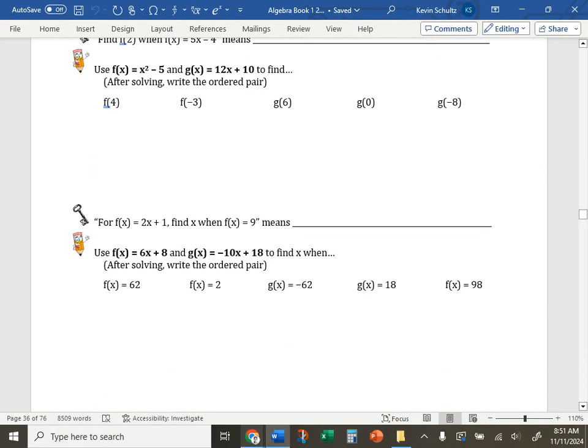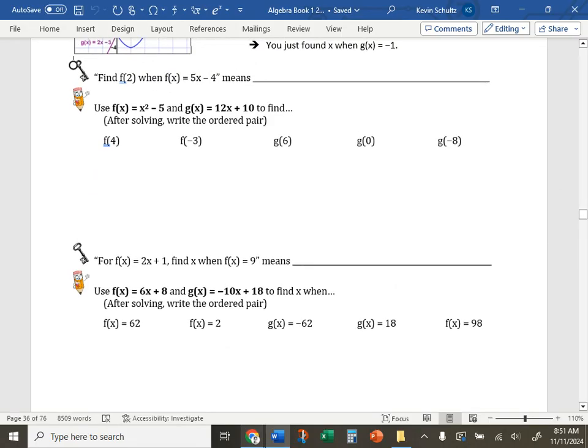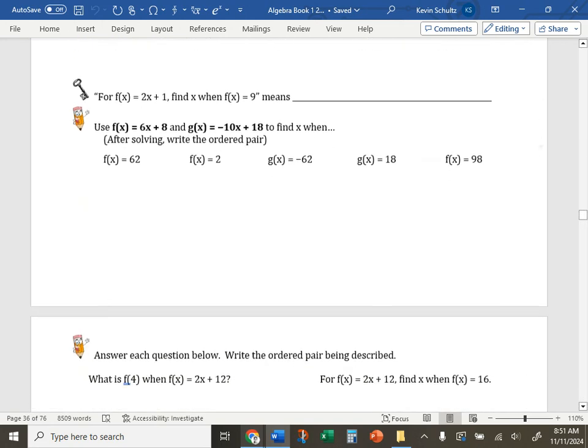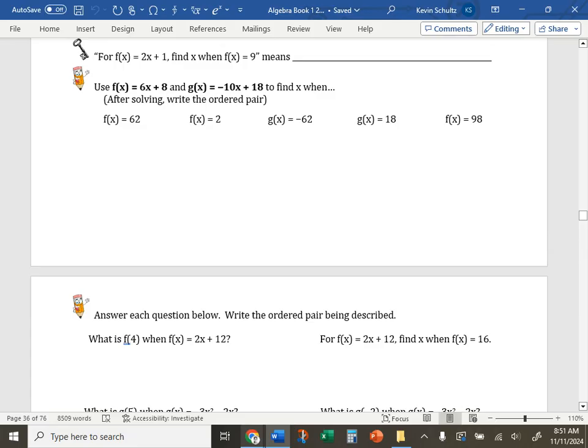Going down to this section here. Remember, when I give you a number in place of x, like I did here, f of 2, f of 4, g of 6, when we replace x, that's because you're being given x. I'm telling you what x is in this top section. For homework today, you solve for y. The next part of it looks like this. For f of x equals 2x plus 1, find x when f of x equals 9.